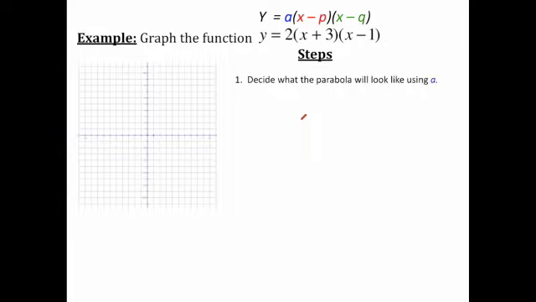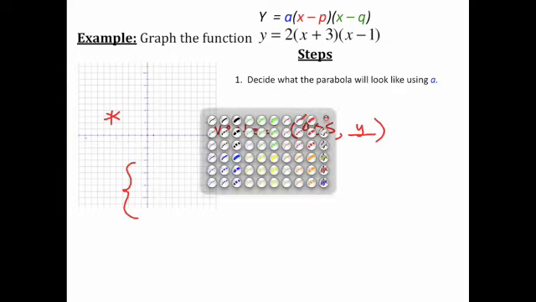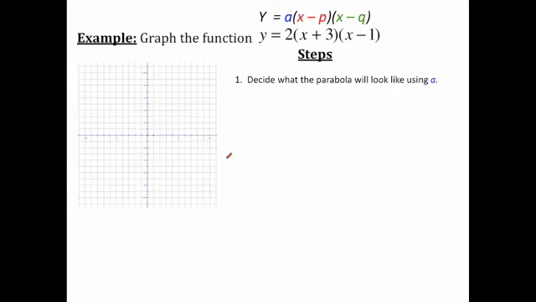Since a is a positive 2, we could flip back and say since it's positive it must open up, and the absolute value of 2 is still 2, and that's greater than 1, so we know the multiplier in front is going to make this narrow. It's going to make the U shape increase at a faster rate. It could also make it decrease at a faster rate if it were a negative 2. That's what I meant by absolute value.